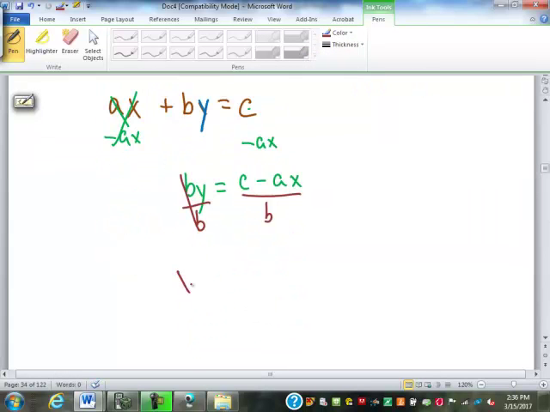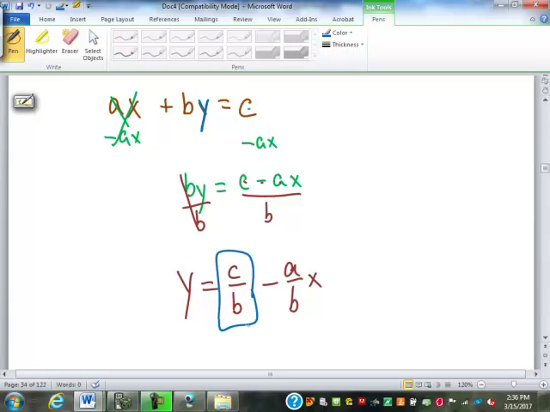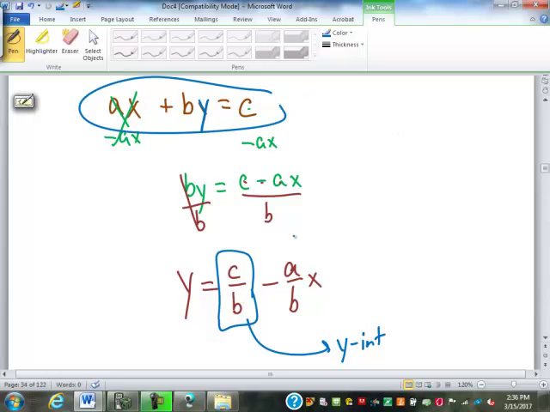So now I have y by itself. c divided by b is going to be c over b. Negative a divided by b will be negative a over b times x. So the y-intercept, if the equation starts out like this, is just c divided by b. The slope is negative a over b.